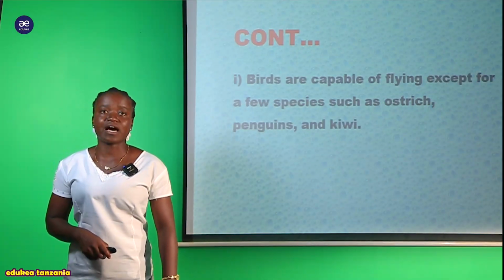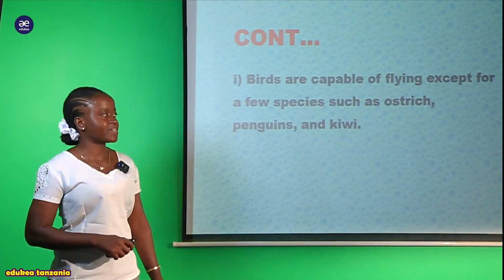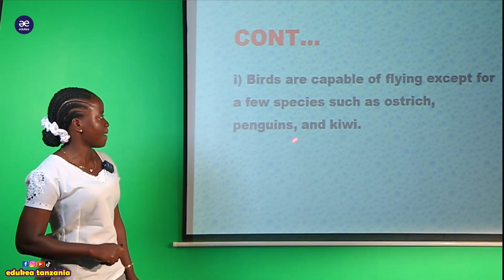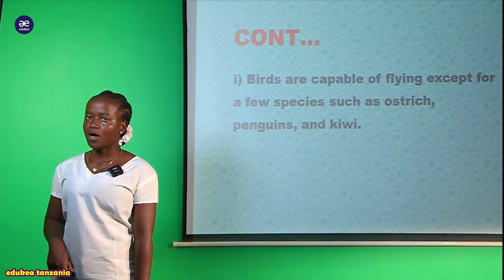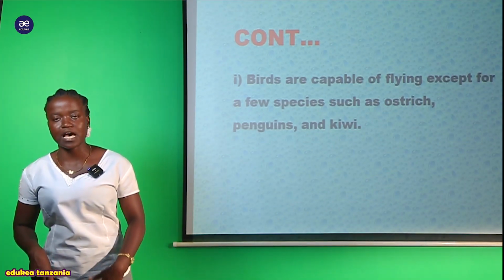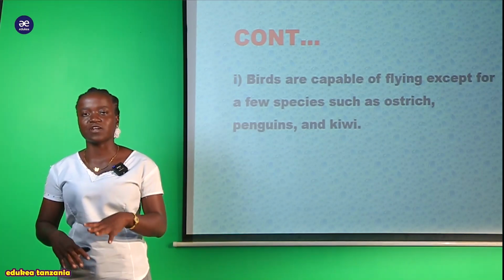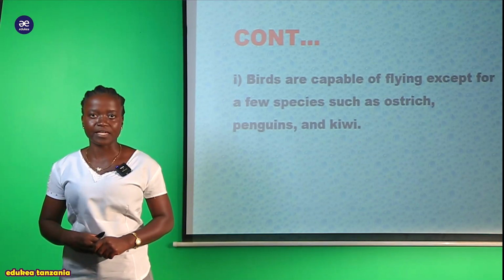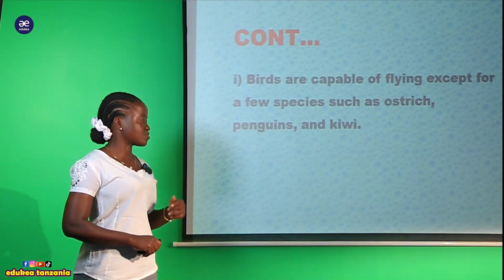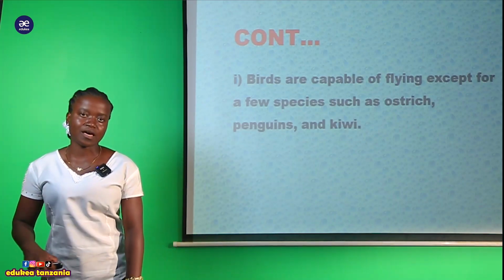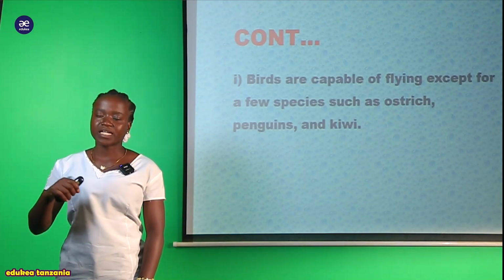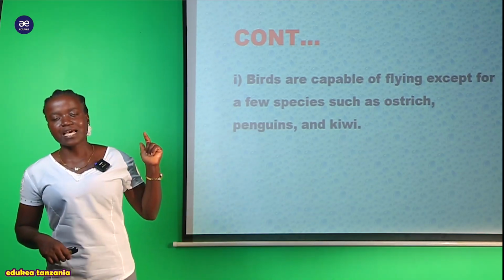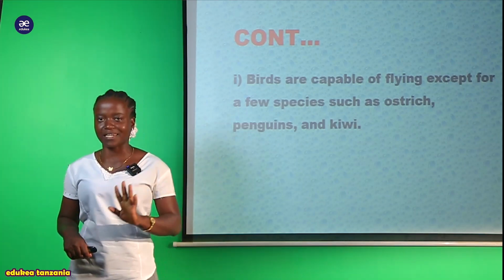So lastly, a distinctive feature of this organism is that birds are capable of flying except for a few species such as ostrich, penguins, and kiwi. So also a distinctive feature of this organism is the ability to fly, except for some organisms that lack it. A good example here is the ostrich, penguin together with the kiwi. These are organisms found within the class Aves, but they lack the ability of flying. So my students, those are the distinctive features found within the class Aves.